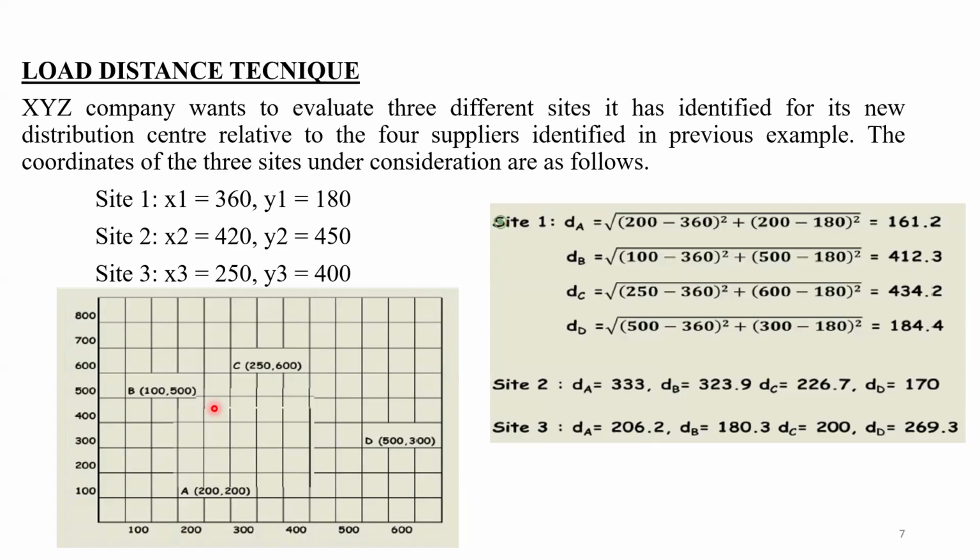Here, the same like that, I have the four sites reachable to the customers, proximity ranges, whatever it is. I have the four sites of A, B, C, and D. But I have the coordinates of the available sites. Maybe it is 360, 180, 420, 450, and 250, 400. So I have one for each site on different areas.